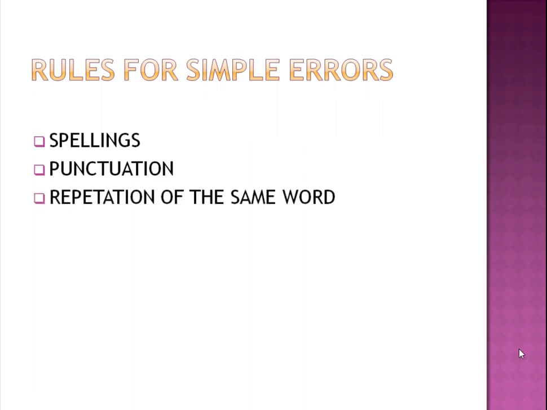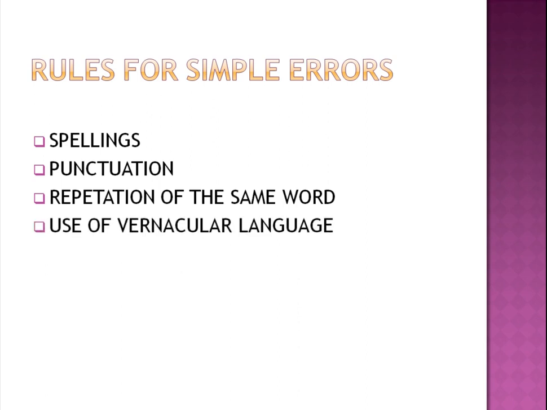Next is repetition of the same word. Suppose sometimes we write again and again. That's a simple error. It's not allowed. The next one is use of vernacular language. Whichever state you belong to, Hindi, Bengali, Marathi, whatever, we cannot use a vernacular language. Suppose you write a sentence, on a rainy day, my mother cooked khichdi. The word khichdi will be marked as a simple error.